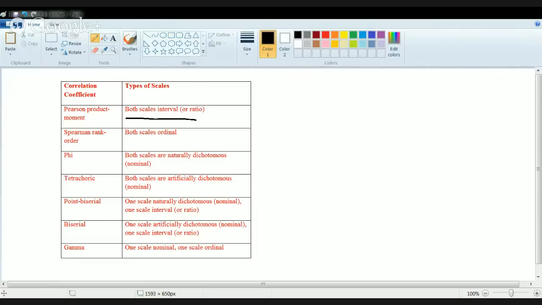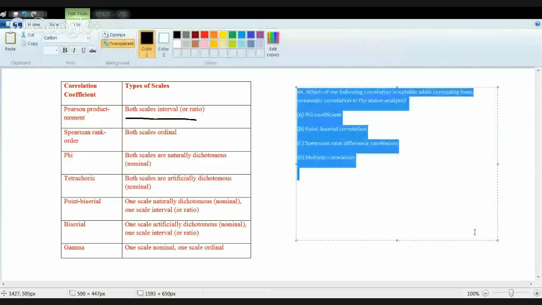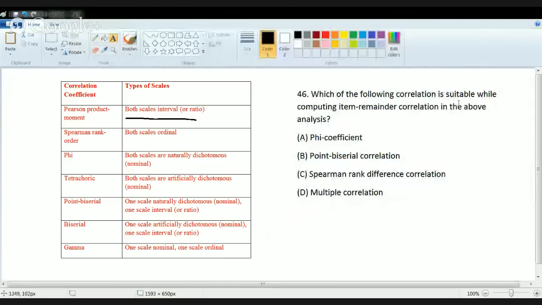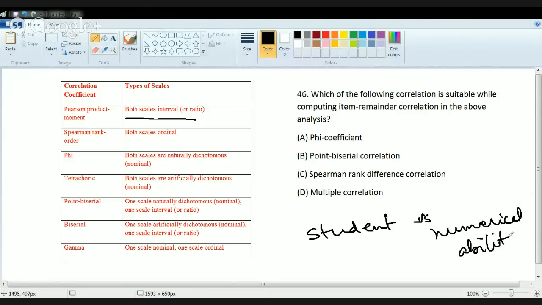Here is the question. I'll put the question here. What we are trying to find out is the correlation for the item remainder correlation in the above analysis. In the above analysis there were two things: students versus the numerical ability score. So what is a student?